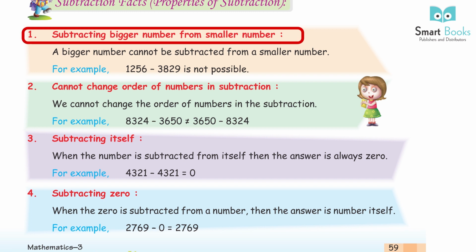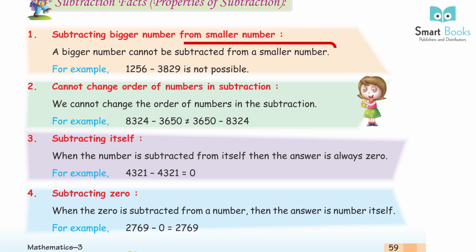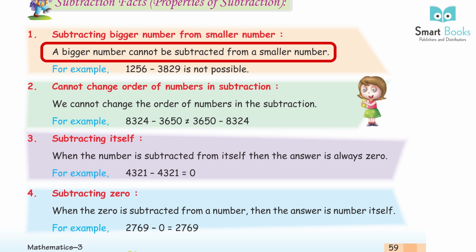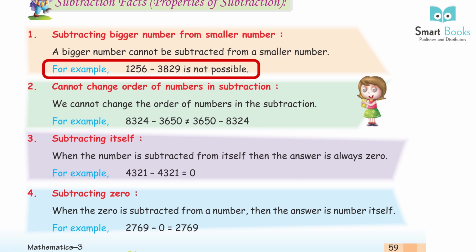1. Subtracting bigger number from smaller number. A bigger number cannot be subtracted from a smaller number. For example, 1256 minus 3829 is not possible.